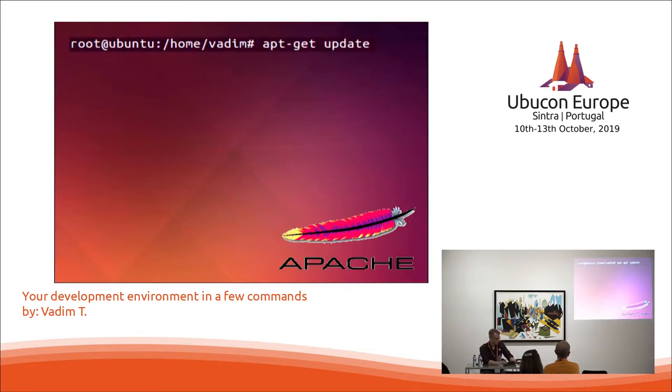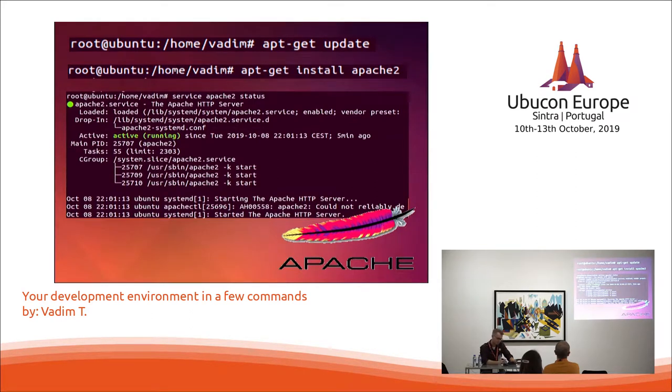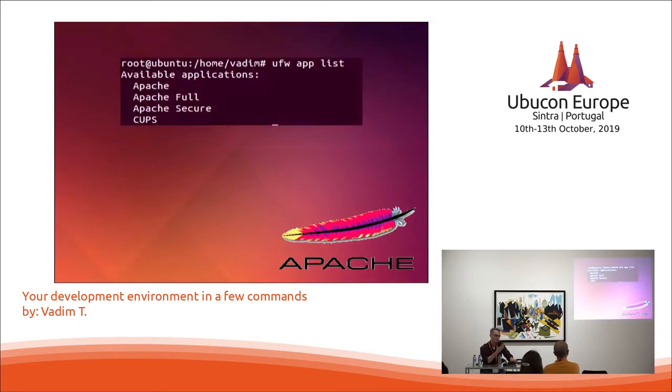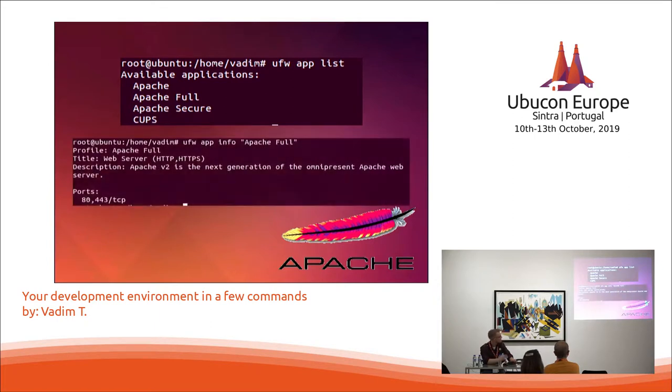We start by updating our advanced package tools to have the latest versions of our software. Then we install Apache. After the installation, we want to see if it has been installed correctly, so we run the service Apache status command to see if it's active and running, and that there is no problem. Then we check if the uncomplicated firewall has created a profile for Apache, if it appears on the list. And we must also check if the ports are enabled to listen for traffic on our localhost.